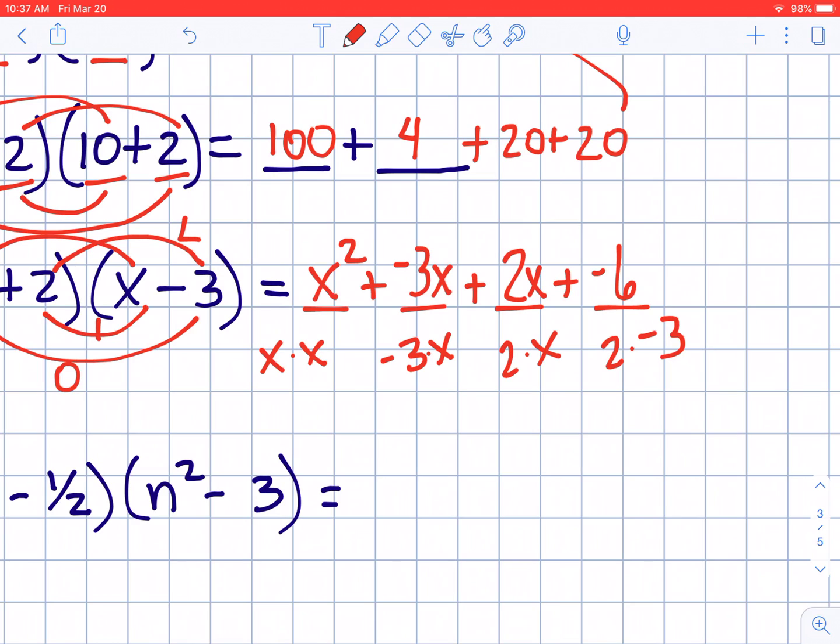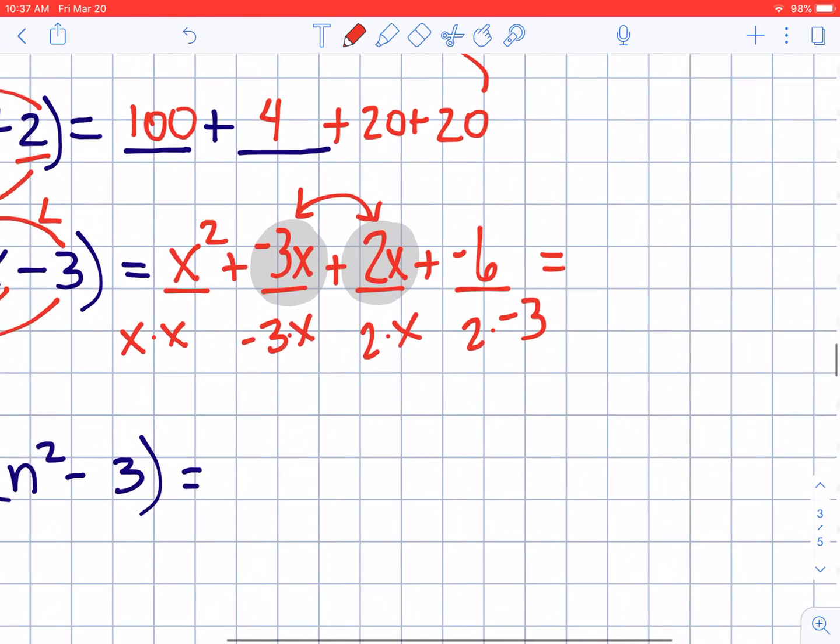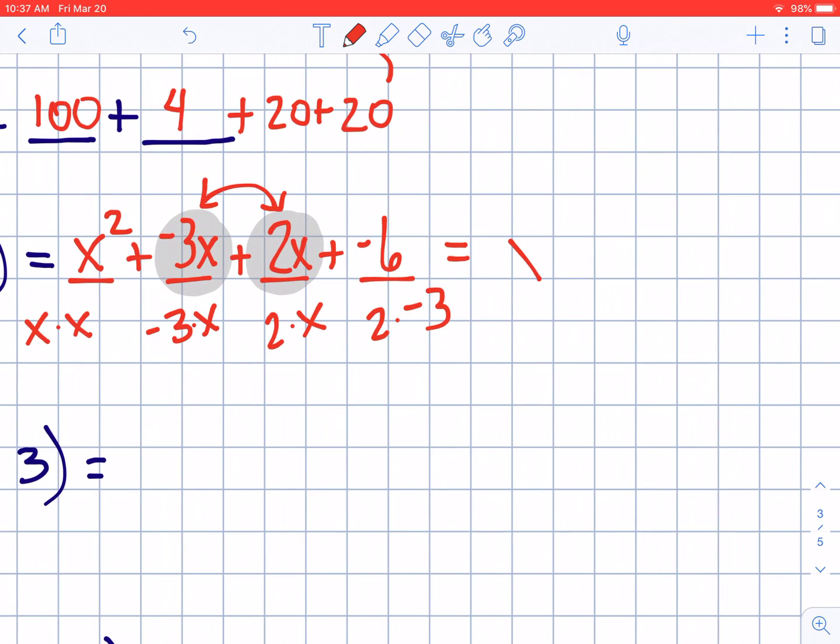We need to simplify. There are certain things that we can combine together. In this case, these 2 pieces can be added together because they both are, remember the apples and oranges? Those 2 things are the same type of thing because they have the same variable with the same exponent. So our final answer for this problem would be x squared plus the negative 3x plus the 2x is a negative 1x. Remember, we add the coefficients and the exponents stay the same.